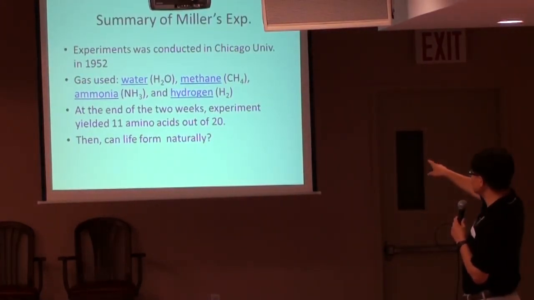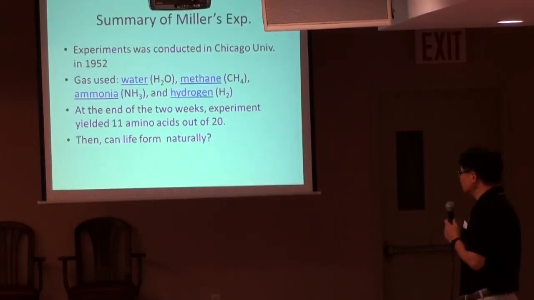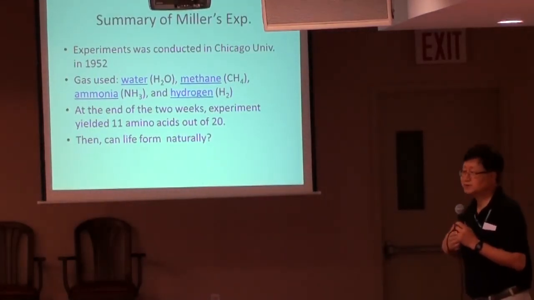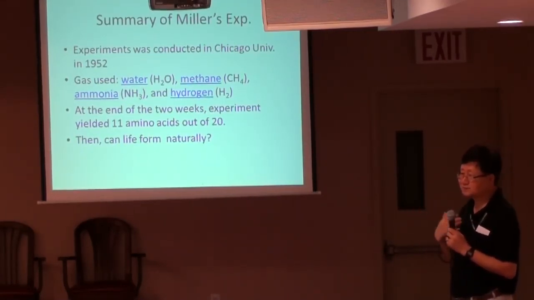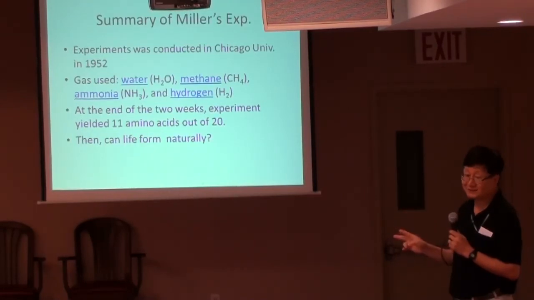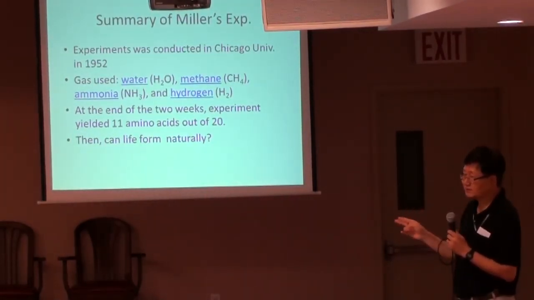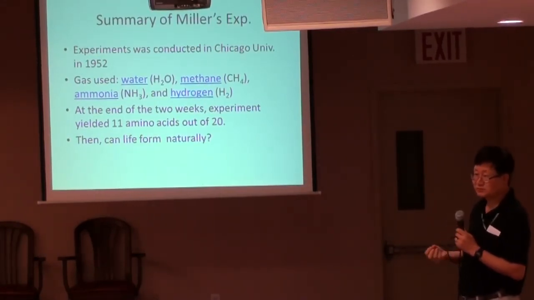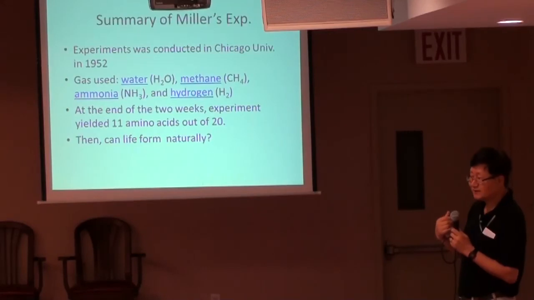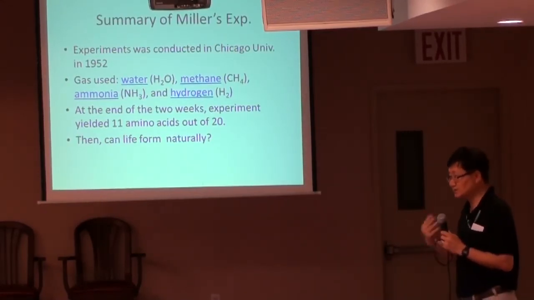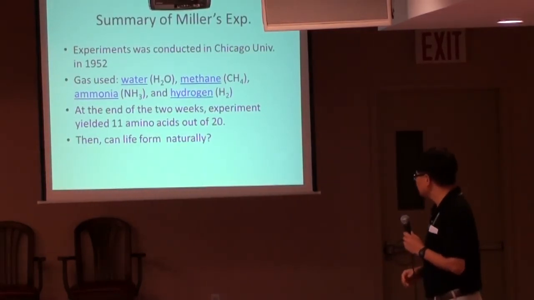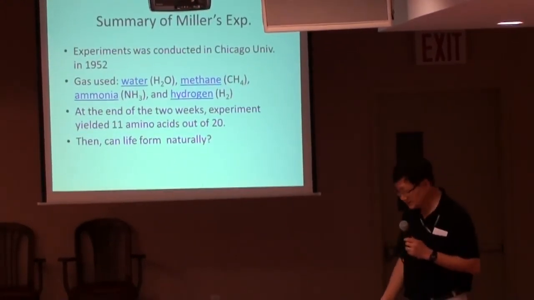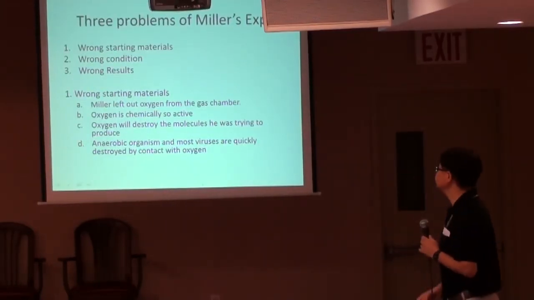At the end of the two weeks experiment, he yielded 11 amino acids out of 20. We're saying 20 because in our human body, all our proteins are made out of 20 amino acids. Among the 20, around half of them are essential. They cannot be produced in our body, so we have to eat them from fruit, and 10 of them we can produce in our body. So we need 20 amino acids for our body. Then can it form naturally? At the time they said yes, but no, it's not.